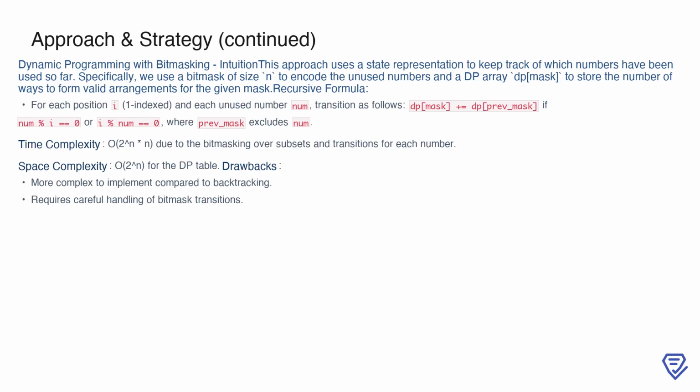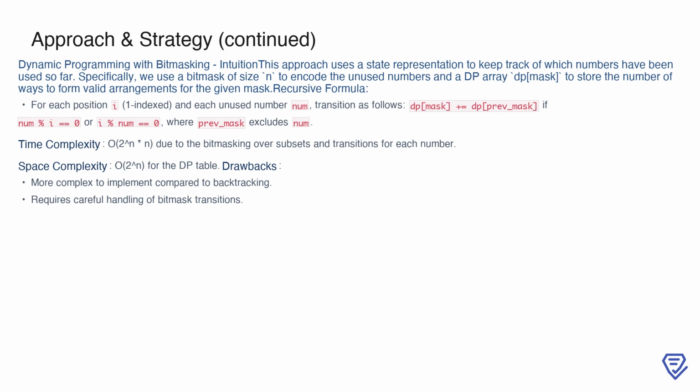The time complexity of this approach is 2^n * n, as there are 2^n subsets of numbers, and for each subset, we iterate through n numbers. The space complexity is 2^n, due to the DP table.